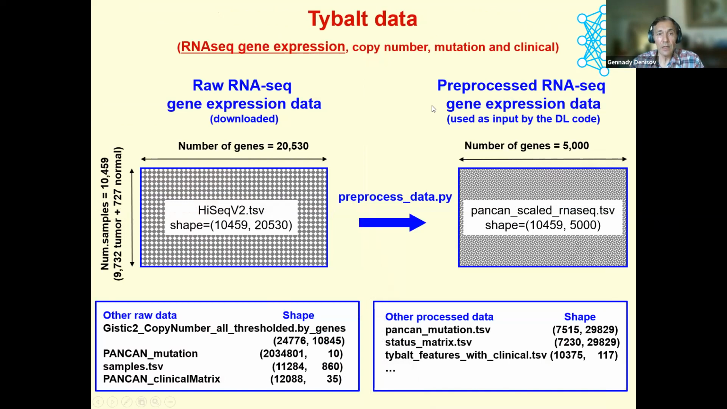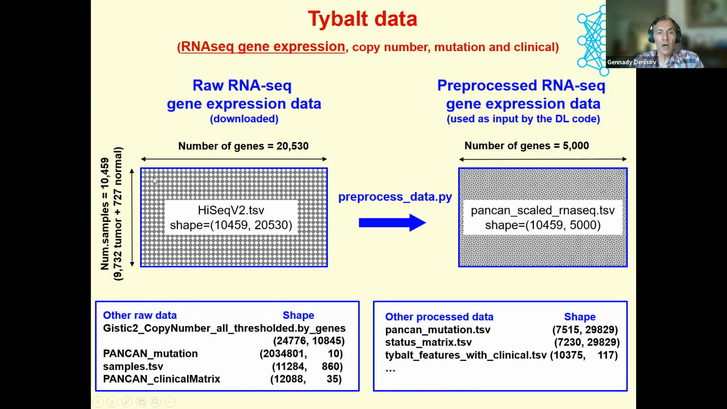The code takes as input a number of very different types of data: the gene expression data, copy number data, the mutation data, and clinical data, but only the RNA-seq gene expression data are actually used by the deep learning code. So I will focus only on this one. Actually, I already discussed partially this kind of procedure of reducing dimensionality of the original raw data, but all other data I used for visualizations, for various kinds of check, so I will not discuss those, just mention them in this slide.